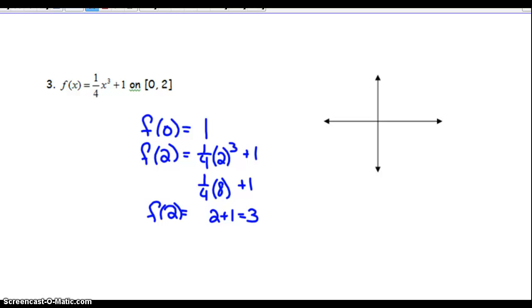So then we can find that there exists a c value such that f prime of c, so we would do 3 minus 1 over 2 minus 0, or 2 over 2, which is 1.